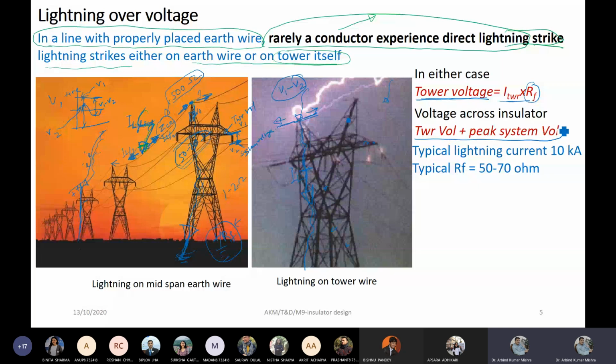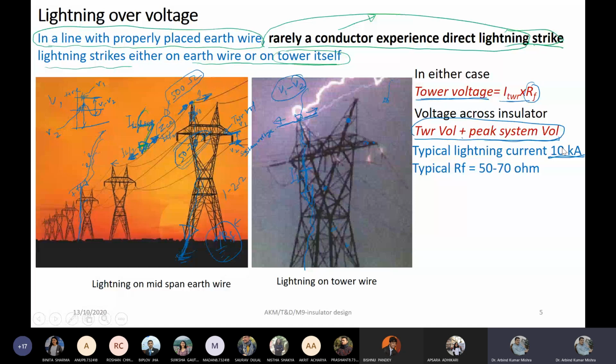So I have tried to convince you of two major points. One, this is correct, this plus is not wrong. And secondly, whether you say that the lightning current direction is positive or negative, the worst case voltage is the same. So as I have mentioned, typical lightning current.